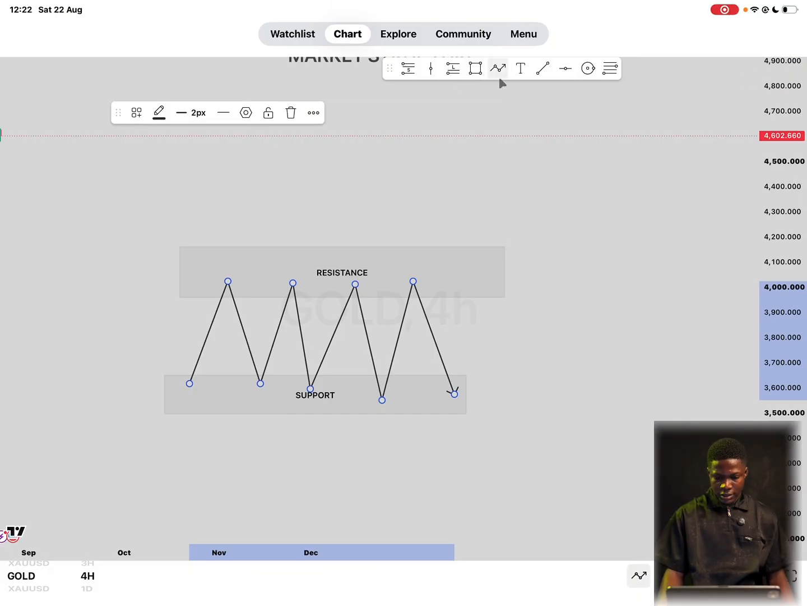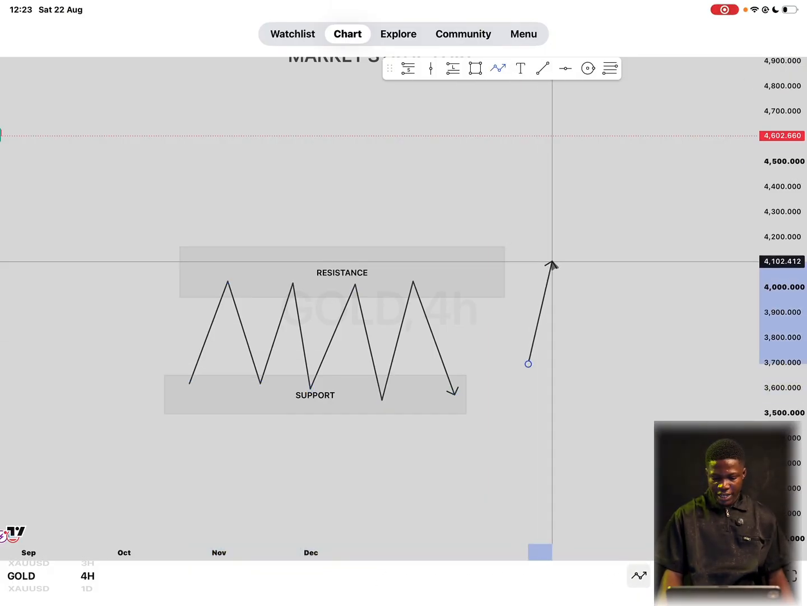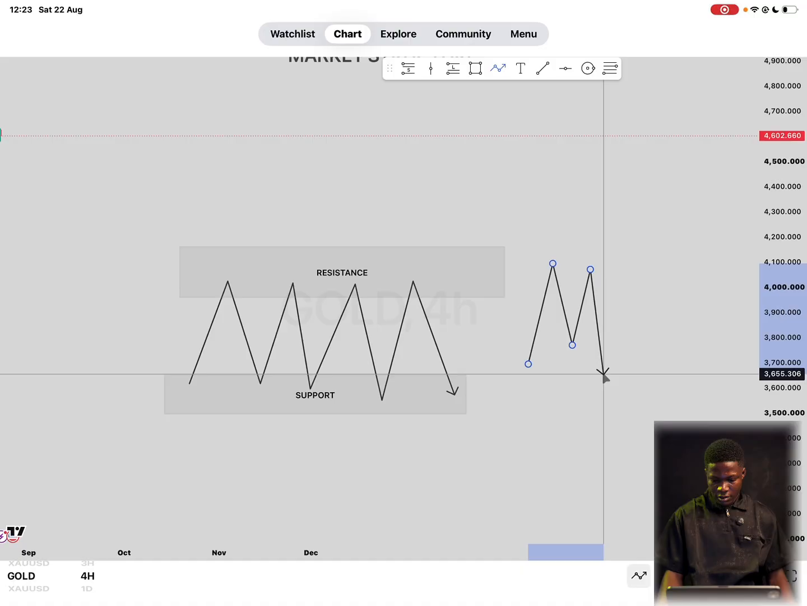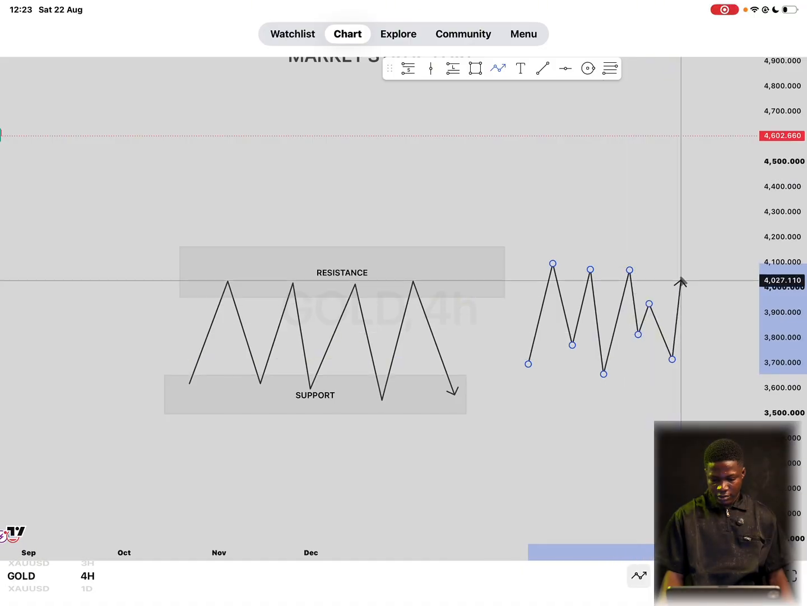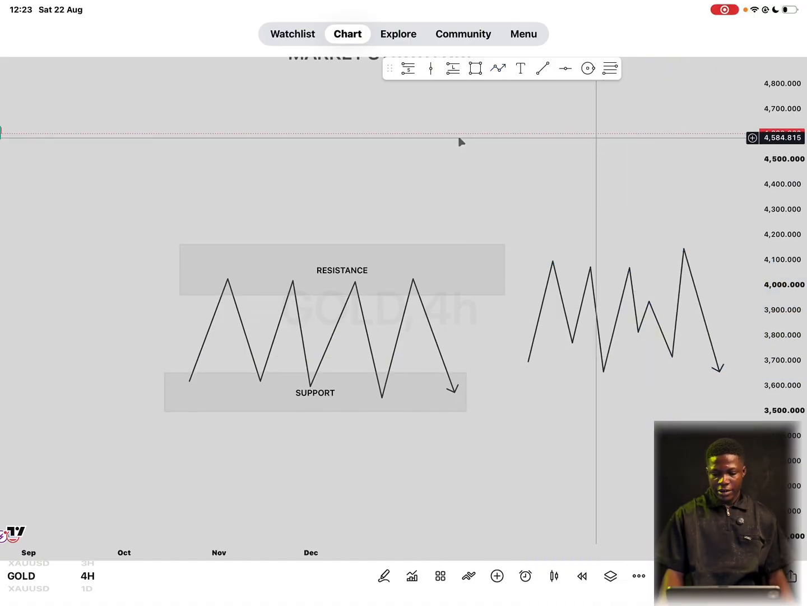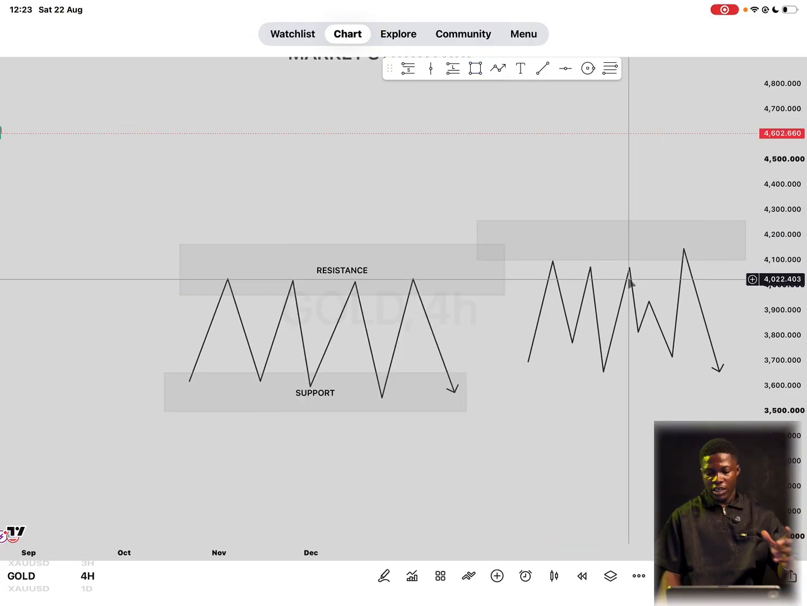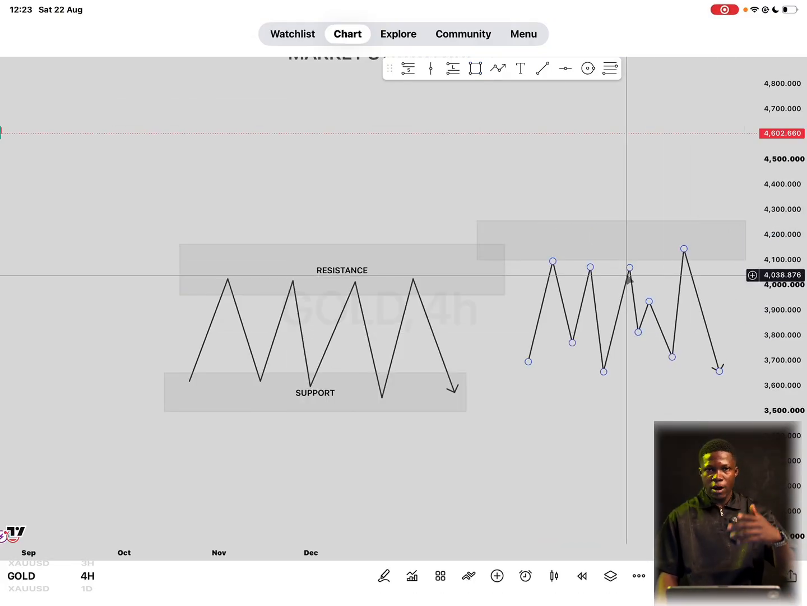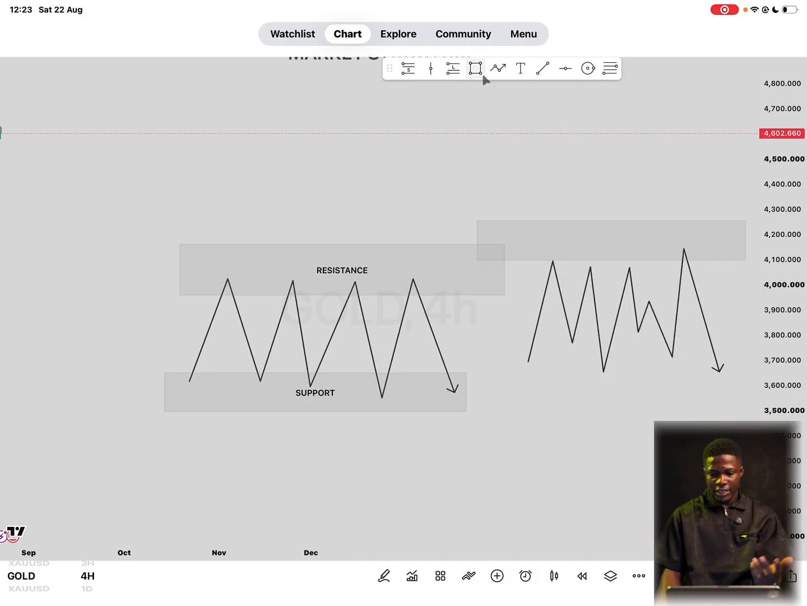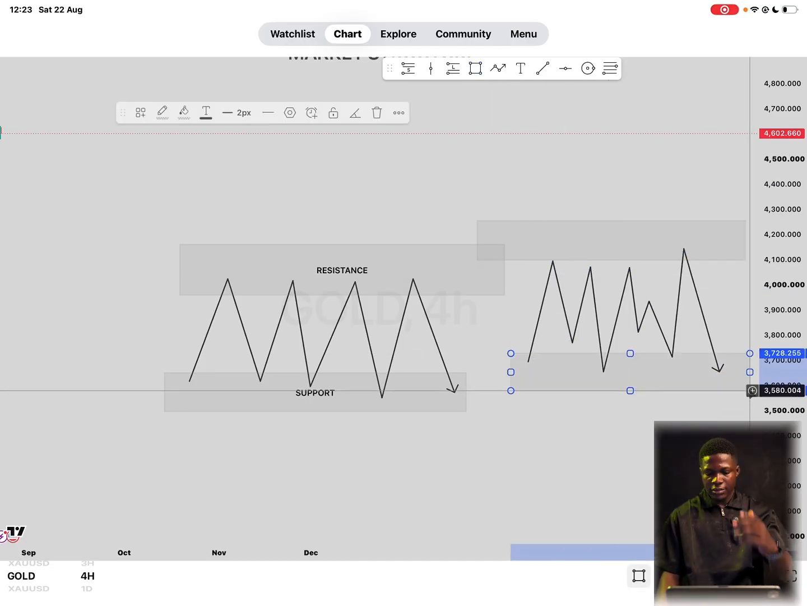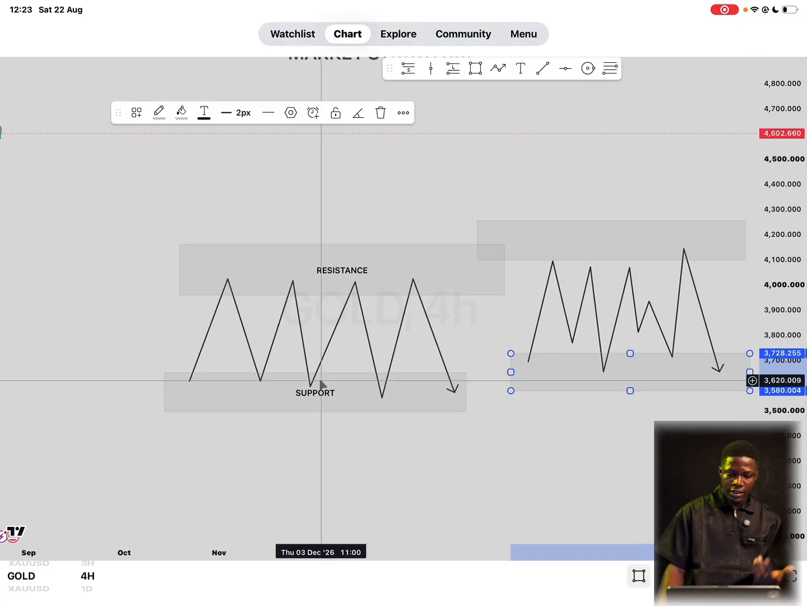Do you understand? So we can have a ranging market like this. We can have a ranging market like this. So this is a ranging market, a market that doesn't have a defined direction. You know, we say for the uptrend, it gives us a series of higher highs and higher lows. For the downtrend, it gives us a series of lower highs and lower lows. But the ranging market gives us support and resistance, resistance to support, support and resistance, resistance to support.